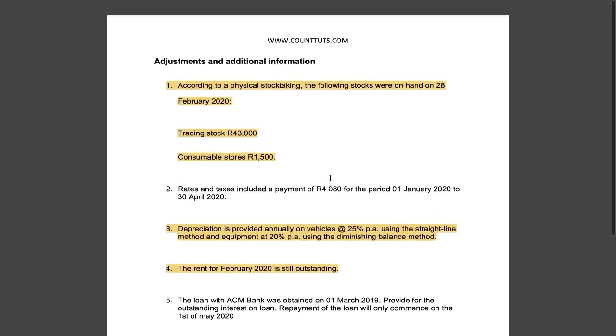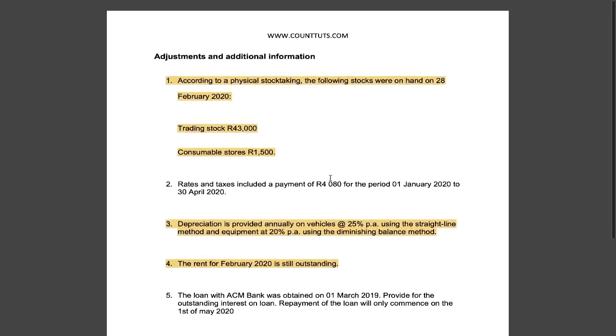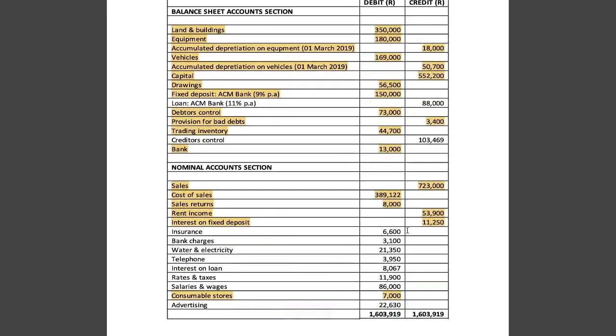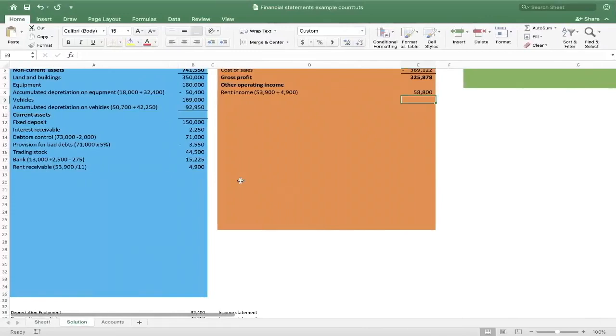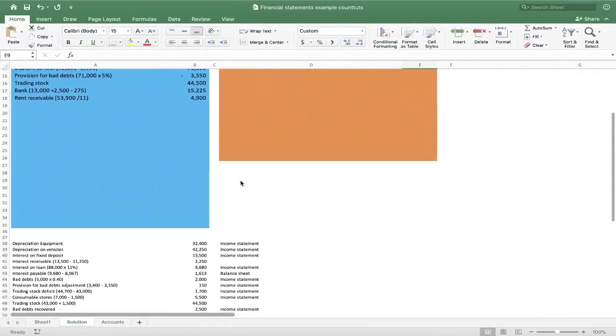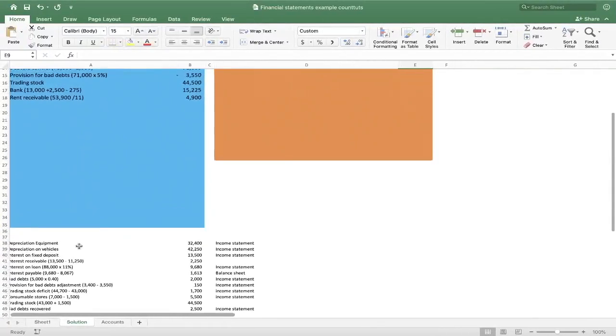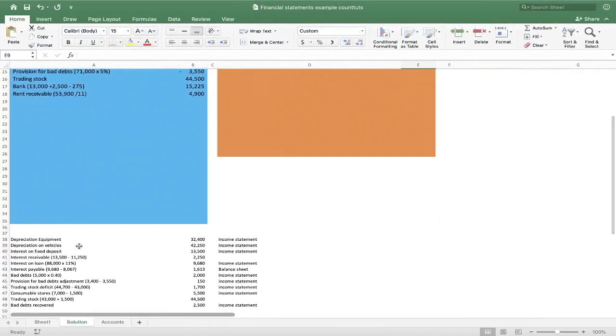Okay, now we can move on to the next one. What do we have here? We have insurance, and we're given the amount there as 6,600 Rand. Just before we do the insurance, let's see if we have any other income. Remember, we had done some calculations down here below, and we can see what affects our income statement and what affects our balance sheet. We can see that we have interest on fixed deposit, which is an income, but it will only come after the operating profit, so that will come later on.